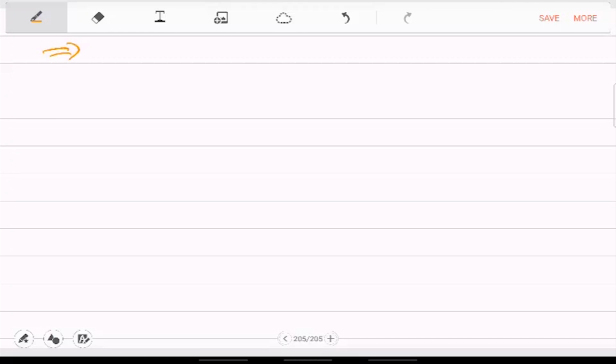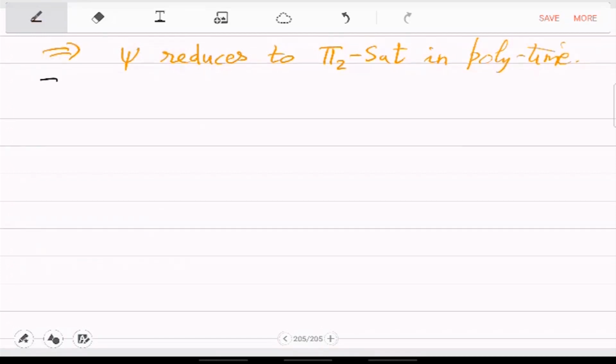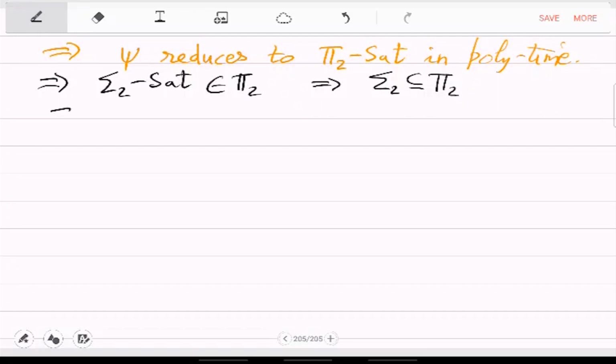So this implies that psi now reduces to pi 2 sat in polytime, and which means that actually sigma 2 sat is in pi 2. Which means that sigma 2 is contained in pi 2. Which means that actually sigma 2, pi 2 and PH, they are all the same. Okay, so this leads to a collapse of the polynomial hierarchy to the second level. So that finishes the proof that graph isomorphism is unlikely to be very hard.